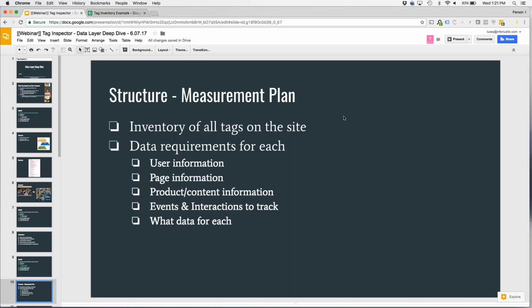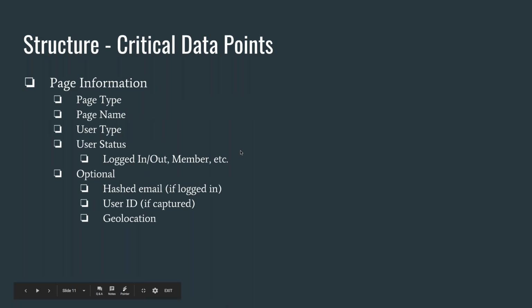So hopping back over to the actual presentation here, we'll get into a little bit of what this looks like. What are some of these critical data points that are absolutely necessary? Number one, you're going to want to start thinking about page information: page type, page name, user type, user status. And then depending upon the platforms that you're using, you might need some of the optional variables or values such as a hashed email, a user ID, geolocation of your users, things of that nature. A lot of platforms don't really use the page information, but it's going to make it a lot easier on you in the future when you need to conditionally fire tags and create triggers around when different tags and different platforms need to be firing.